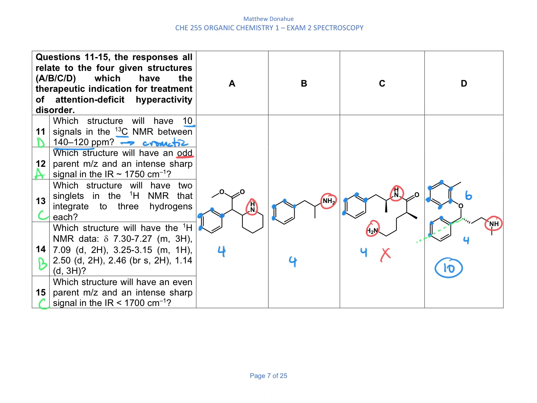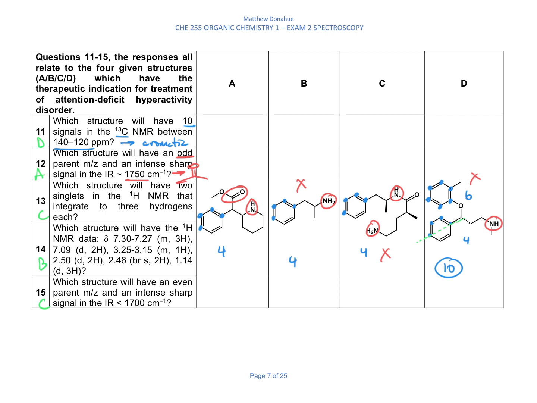But then the second clue is 1750. That's telling us there's a carbonyl. So which has a carbonyl? A does, B does not, D does not. So the answer here is A. You have a single nitrogen, odd mass. You have an ester, so that gets you your carbonyl.